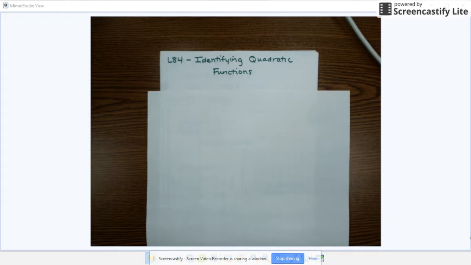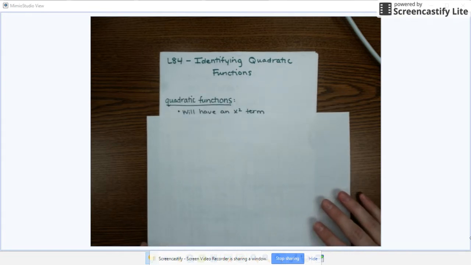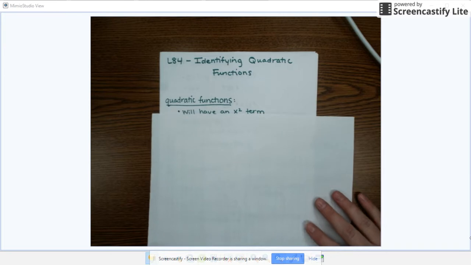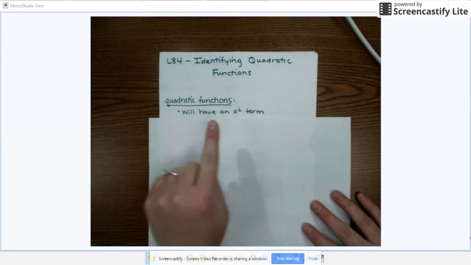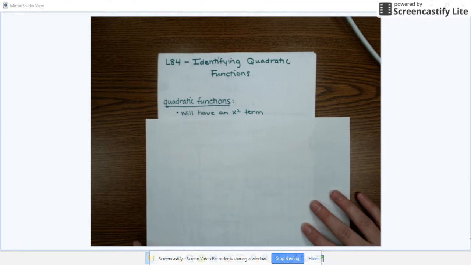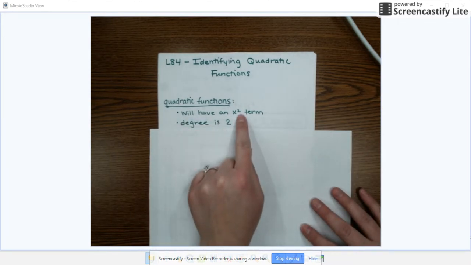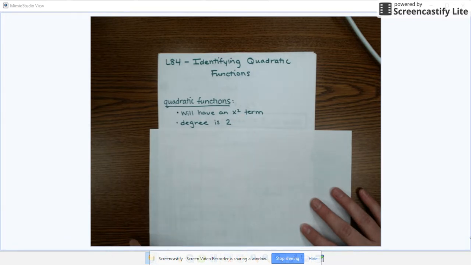Okay, lesson 84, we're going to talk about identifying quadratic functions and what it means to be quadratic. So the first thing we're going to talk about is a couple characteristics. Quadratic functions are going to have an x squared term. It has to have a term that's squared. That means that the degree will always be 2. This will be the highest power you have in a quadratic function. So your degree will be 2.